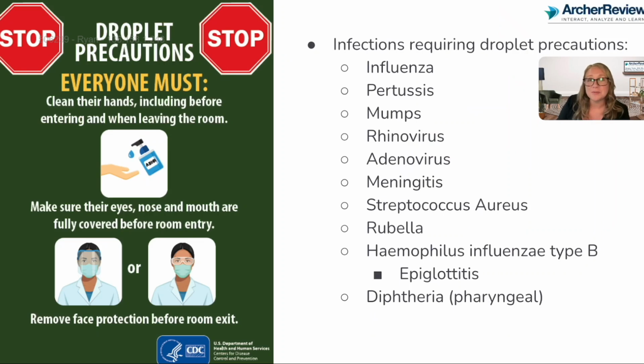Now, for those pathogens that are spread through close contact with respiratory secretions, so we get droplets of respiratory secretions. If I'm right here up in your face and you cough in my face, those droplets can get in my mucous membranes and make me sick. All right, so this is your flu, your rhino, your adeno, strep, rubella, diphtheria. These are your precautions that you need to take. Droplet precautions for spread of a pathogen through respiratory droplets.